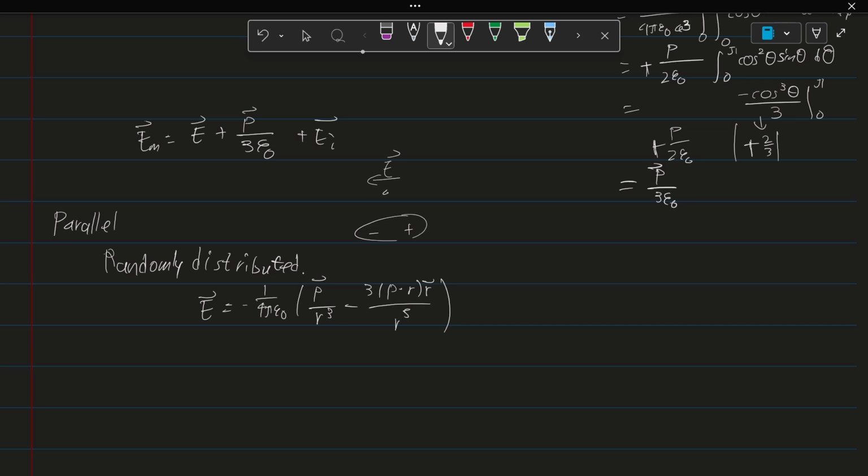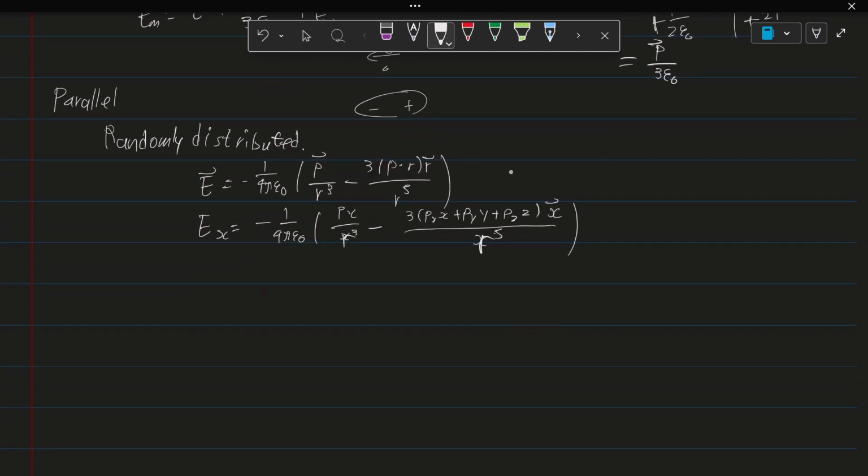So if we try to consider only in one direction, let's say ex, it's just going to be negative 1 over 4 pi epsilon 0 of px over x cubed minus 3 of pxx plus pyy plus pzz times the a vector. Divide that by x to the power, sorry, r to the power 5, my bad. So, sorry, this should be the x vector. So, if you try to figure this out now, like this is technically x, sorry.